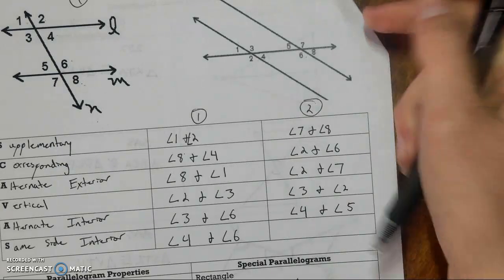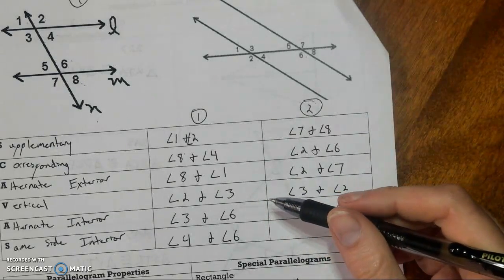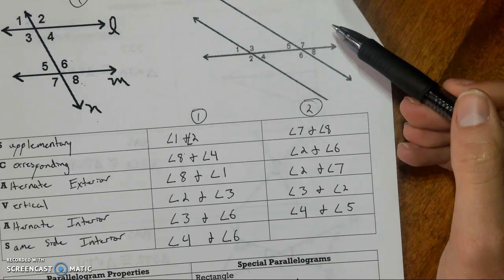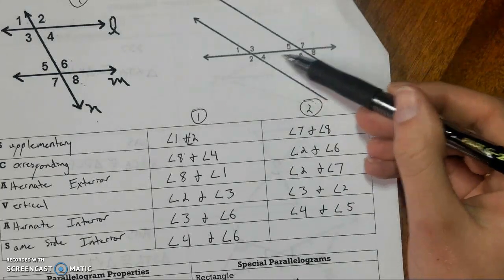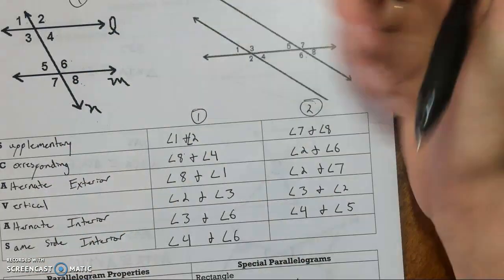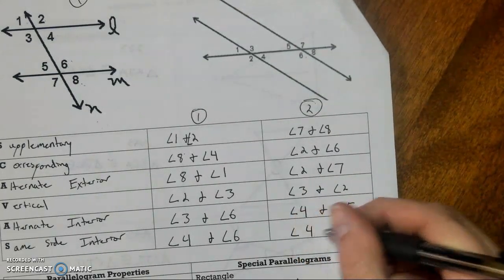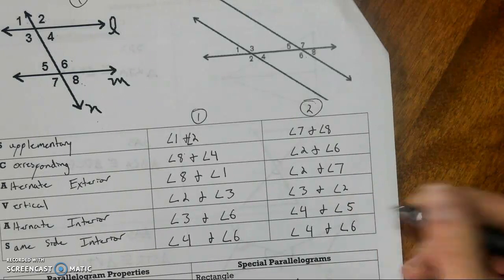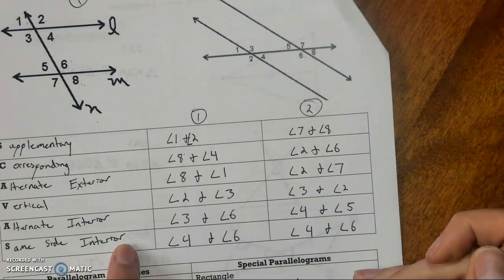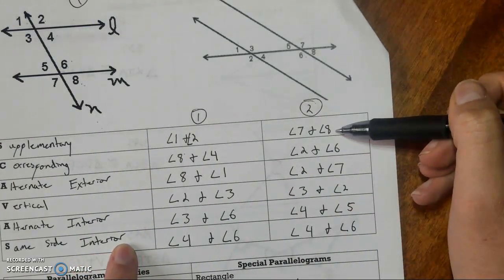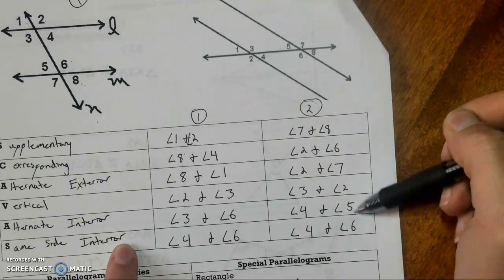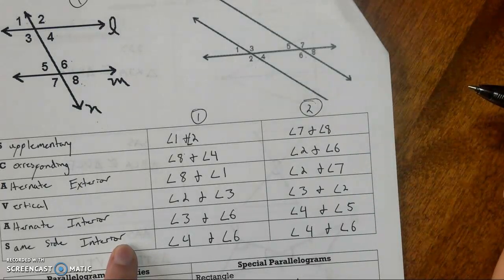That's also fine. Same side interior. So same side, but on the inside of your parallels. So like 4 and 6. Angle 4 and angle 6. Same side interior, those sum to 180. Supplementary, they sum to 180. All of the ones in between, those are congruent angles.